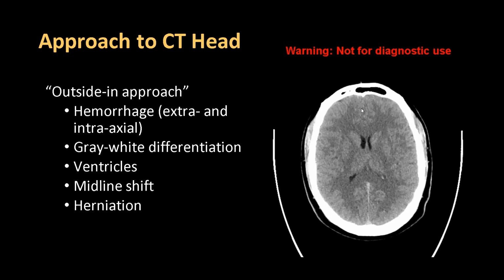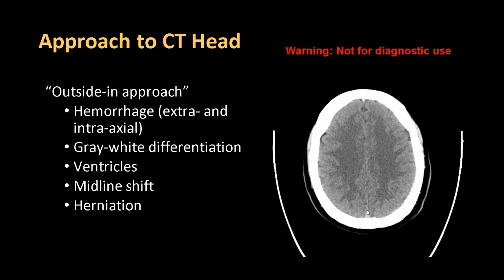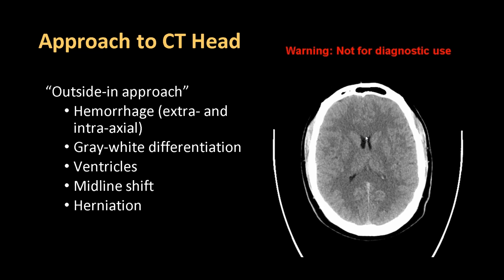If I draw a line from the front of the falx down back through the back of the falx and through the venous confluence at the back, which is this triangular structure here, the line that I drew should flow directly through the septum pellucidum, indicating that there's been no shift of the brain from the left or the right.